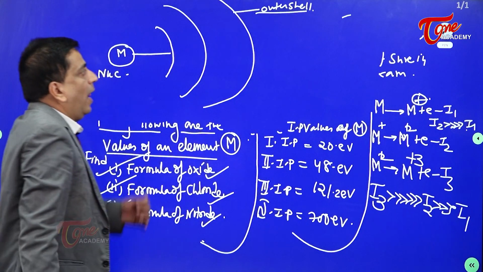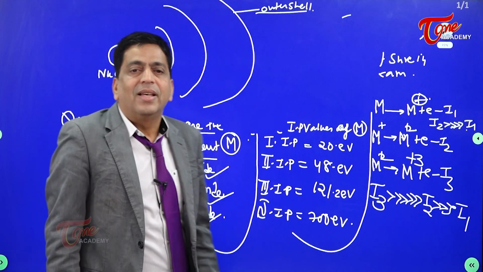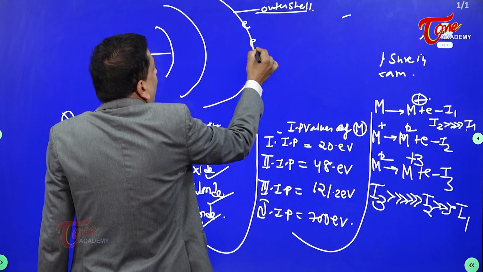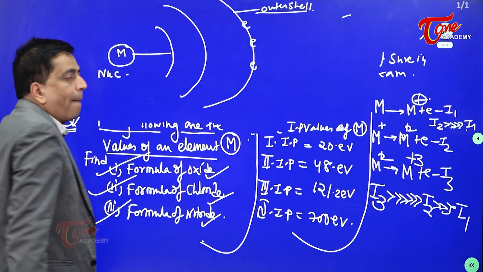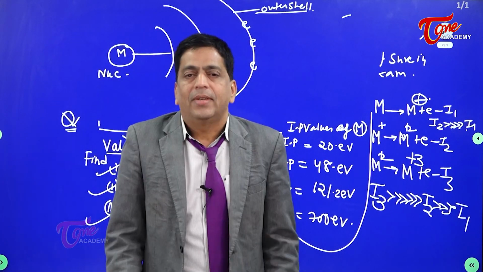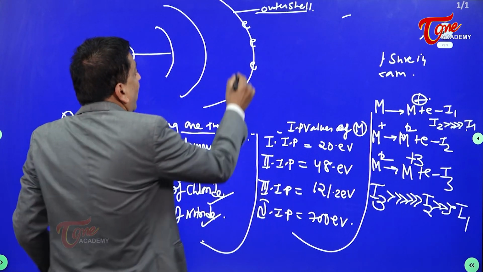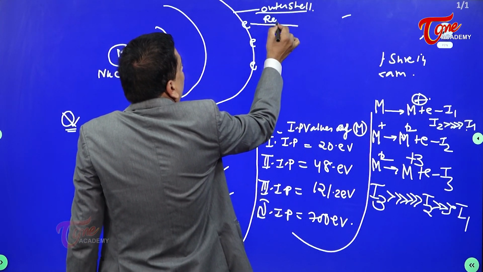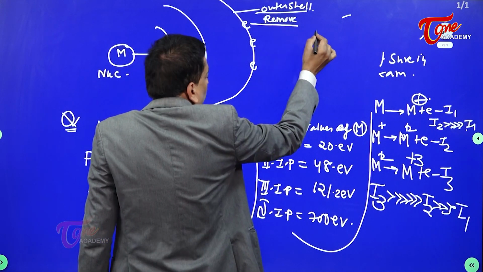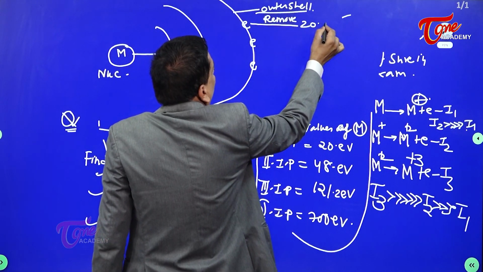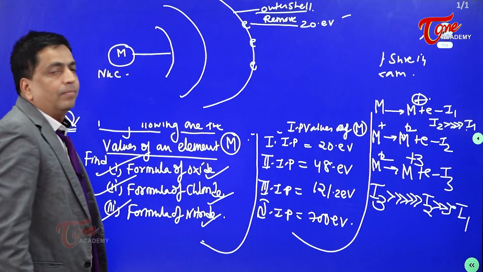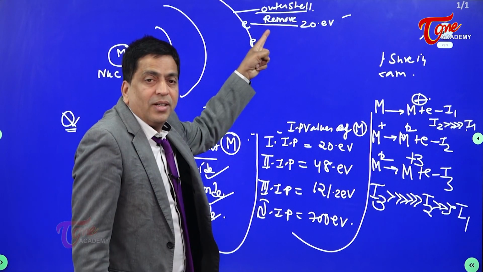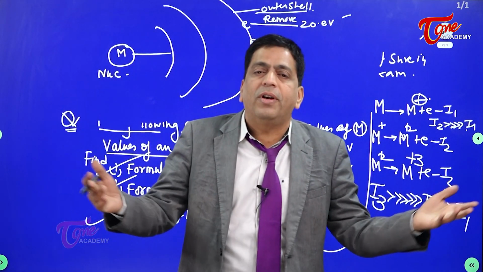This is the outer shell. Now, here is one electron, here is another electron, here is another electron. 3 electrons. And now, to remove the first electron, you spend 20 electron volts, because it is held by the nucleus. You need to spend some energy to remove it.